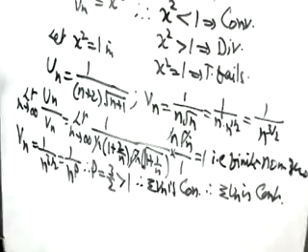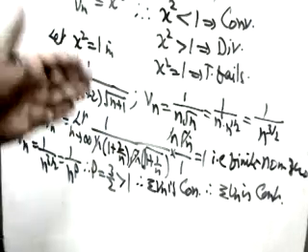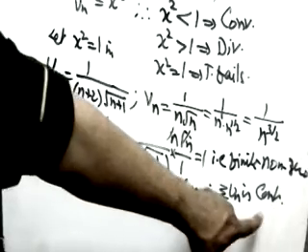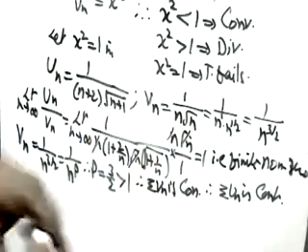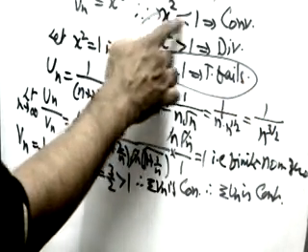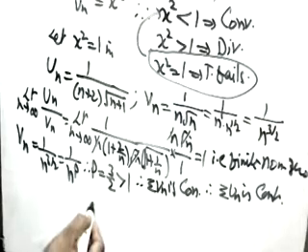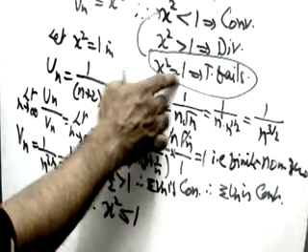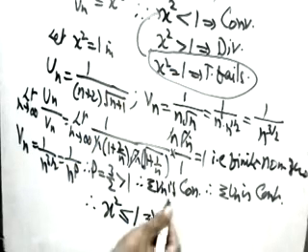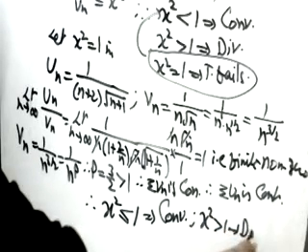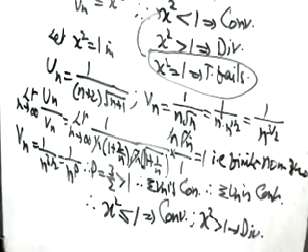Those who have not seen the previous part must follow that, because this is a chain thing. The previous part will be used in the next part, so we must go accordingly, according to the sequence of the classes. At one we got convergent, and for less than one also convergent, so we join this and this. Therefore, for x square less than or equal to one, because at one we got convergent, it implies convergent. And for x square greater than one, it implies divergent.